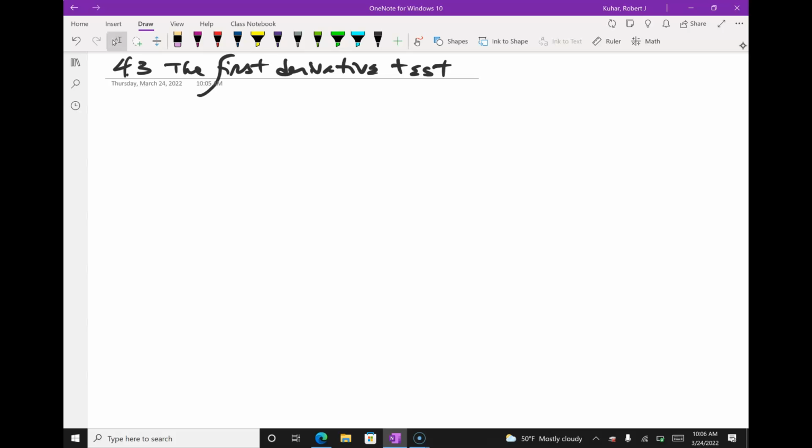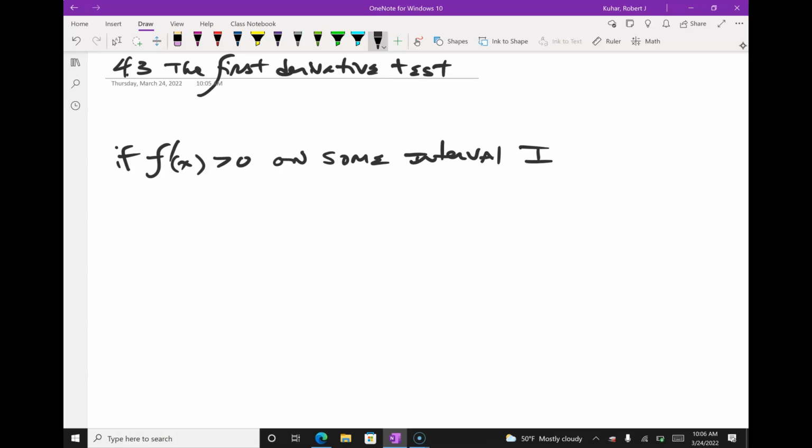So the first derivative test is very, very simple. It's going to tell us something about the function once we find the first derivative, okay? And the basic idea behind the first derivative test is if f prime of x is greater than 0 on some interval I, then f is increasing on that interval.